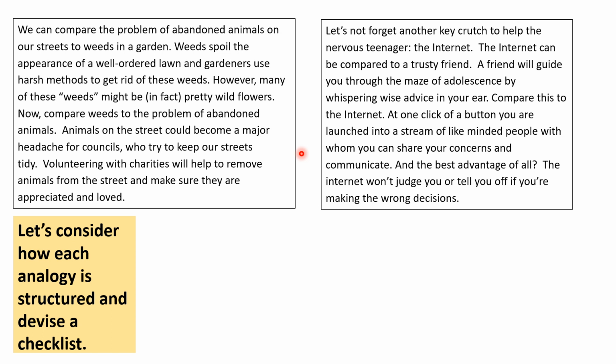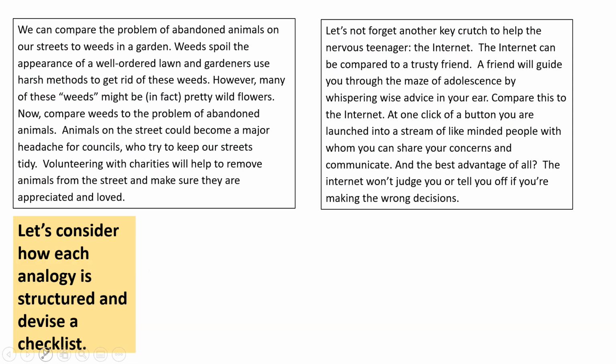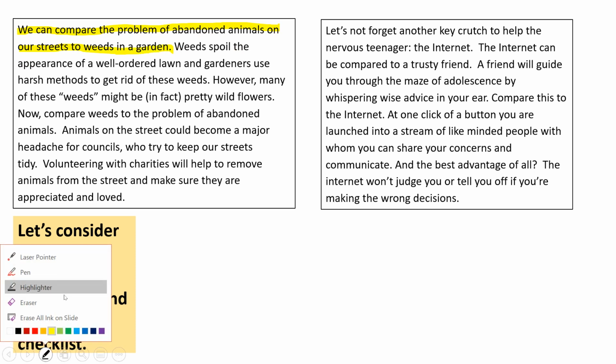Okay, so you should have reflected about the structure of these analogies, and that should give you a basis to write a checklist. And I'm going to do that with you now. So let me grab a highlighter. I think the best thing to do is to separate it down. So I'm going to base my checklist off of the example on the left-hand side, just because both of them are the same. So we have our first sentence here. We can compare the problem of abandoned animals on our streets to weeds in a garden.